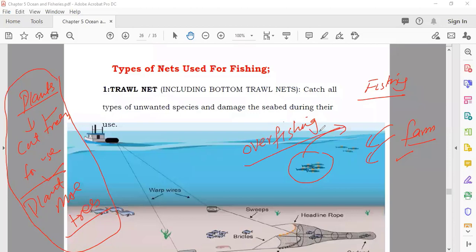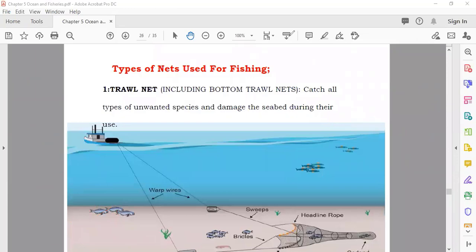Okay, now we will see the different types of nets which are used for fishing. Maybe you have also used these types of nets, if anyone has the hobby of fishing. So there are different types of nets. We will see them.